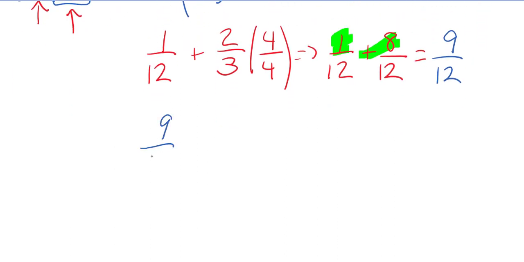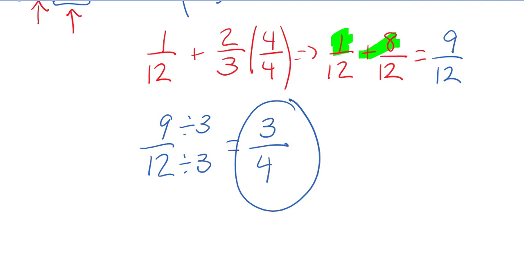Now 9 over 12 is our answer, but let's go ahead and reduce this both by 3 on the top and the bottom. 9 divided by 3 is 3. 12 divided by 3 is 4. So it is equal to 3 fourths.